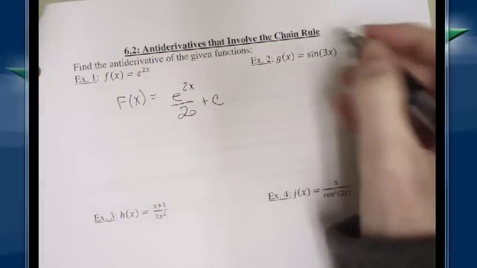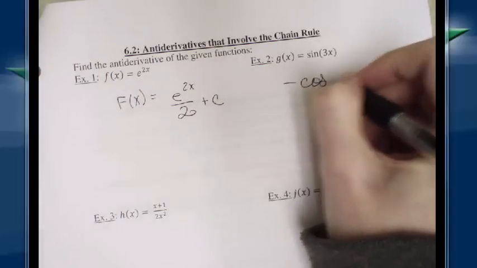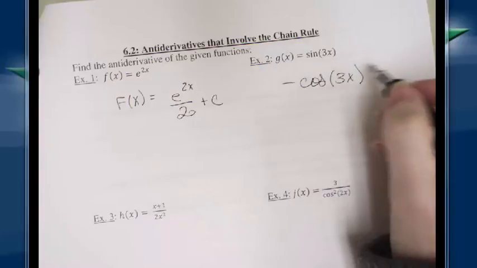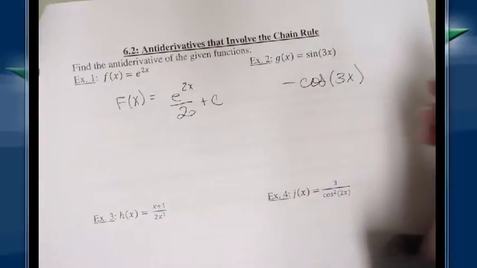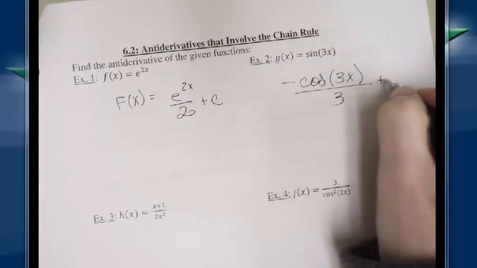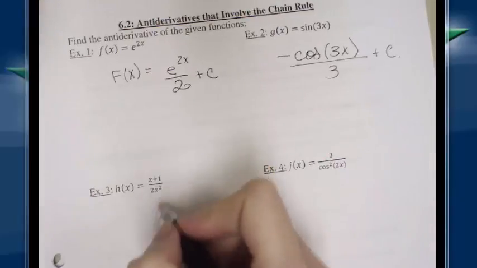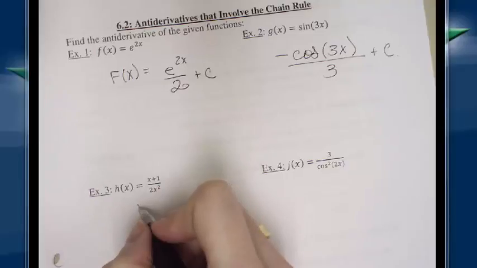Antiderivative of sine is negative cos of 3x. If I took the derivative of negative cos of 3x, I would get sine 3x times 3. So you have to divide by that 3. Okay.